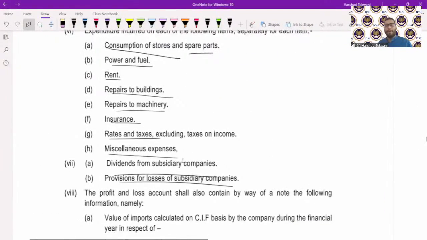Then only you will be able to understand the things and easily write them in the exam. And guys, I'll suggest you read as much as you can the module, the study material given by ICAI, and practice, because that will enhance your understanding.